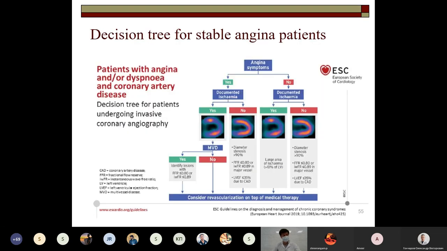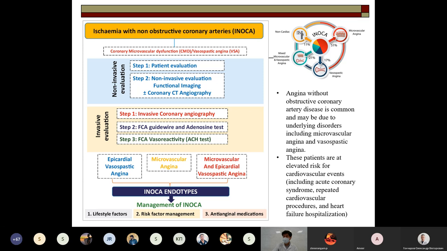So, on this slide you see the so-called decision tree for the stable angina patient. At the first stage, you should qualify whether angina is present. If yes, please document ischemia. If yes, please assess whether the severity of ischemia requires treatment with an invasive strategy. If yes, perform it. This decision tree is critically important as the treatment algorithm for patients with established chronic coronary disease. What about INOCA?